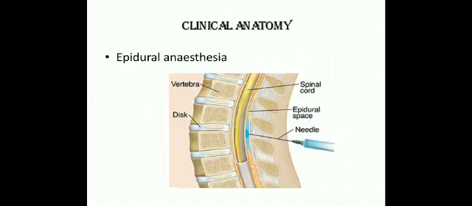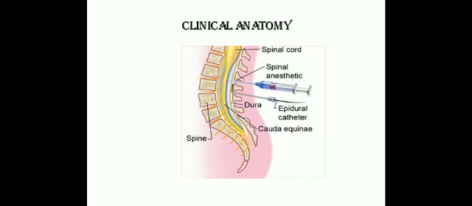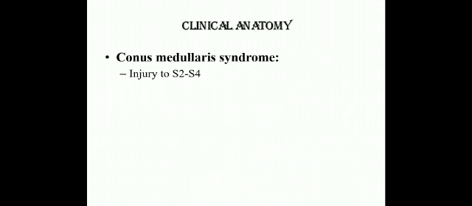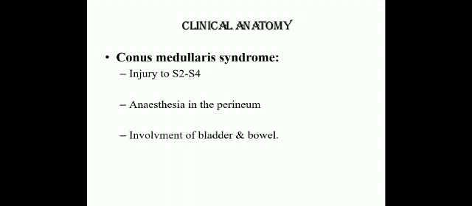Epidural anesthesia. In the epidural space the drugs are injected and epidural anesthesia can be given. In spinal anesthesia, it is given in the subdural space. Conus medullaris syndrome is due to injury to S2 to S4. There will be anesthesia in the perineal region and there will be involvement of the bladder and the bowel.